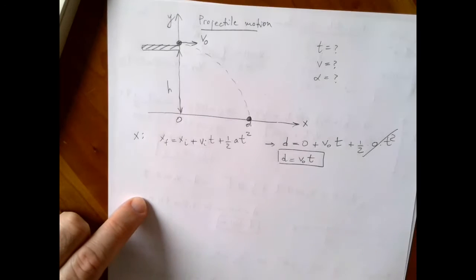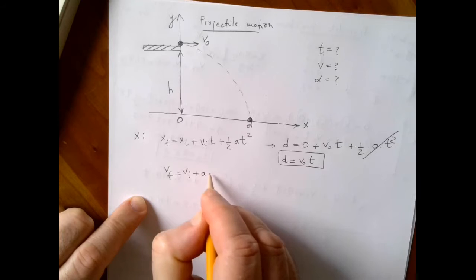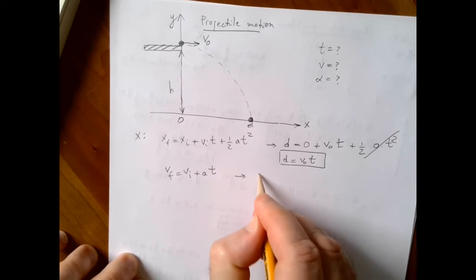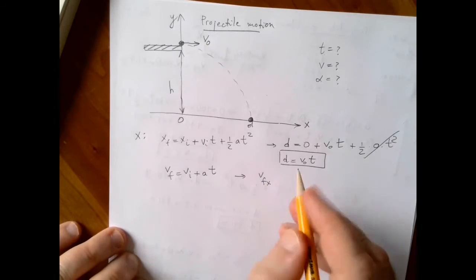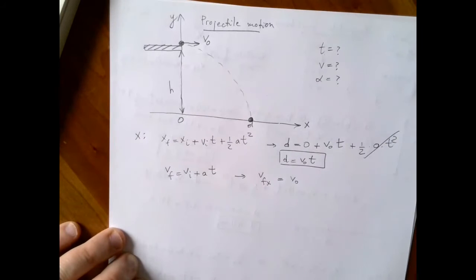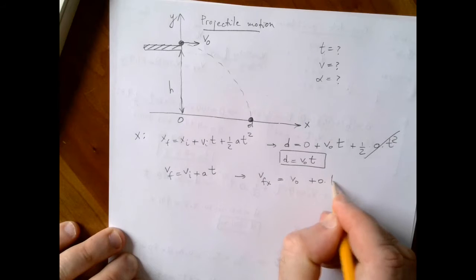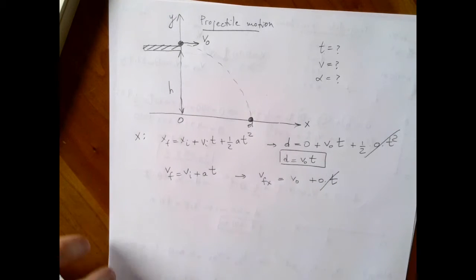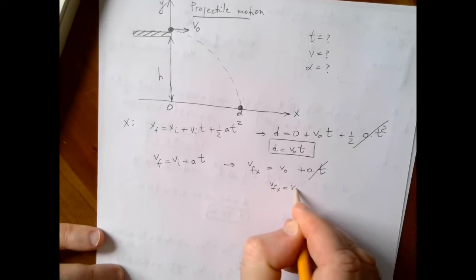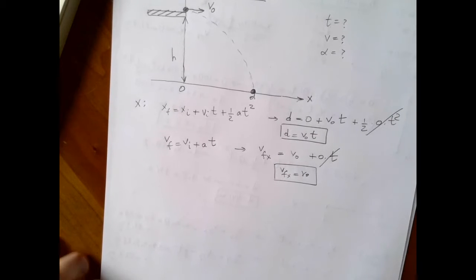Since we are along x, there is a second equation that we can use. Vf is equal to vi plus at, which in this case becomes v final along x is equal to v initial along x, which is precisely v0, plus 0 multiplied by t, because again there is no acceleration along the x direction. So vfx is equal, in fact, to the initial velocity v0.